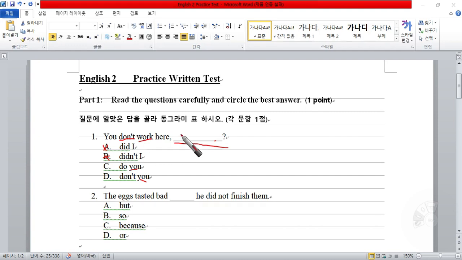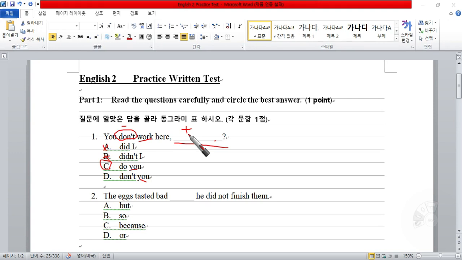Now, we are not going to put the word work in the tag. We do have the auxiliary verb do, or in this case, don't. So what goes here? Well, if this is negative, then the auxiliary verb in the tag has to be positive. So the answer is C. You don't work here, do you? Again, the subject matches, and if this is negative, this is positive.